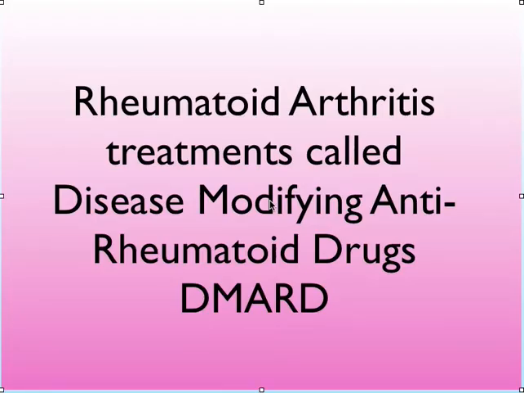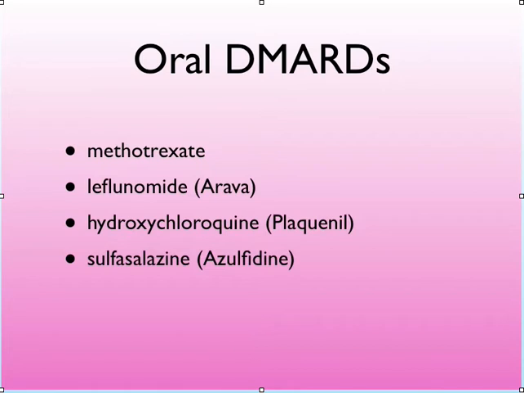Dr. Alan Jacobs of the Arthritis Center of Nebraska, and we're talking about rheumatoid arthritis treatments. These are called the disease-modifying anti-rheumatoid drugs, or DMARDs. We can categorize these DMARDs into the oral medications, including methotrexate, leflunomide, also called Arava, hydroxychloroquine, also called Plaquenil, and sulfasalazine, also called Azulfidine.